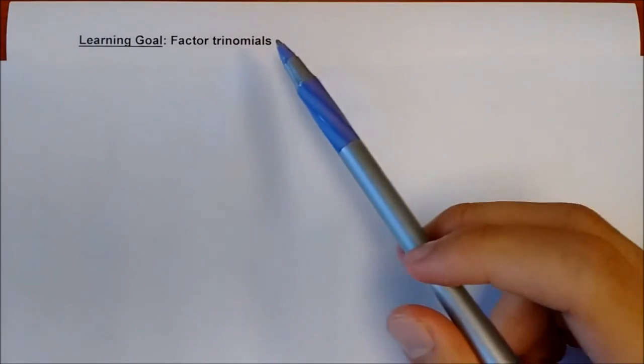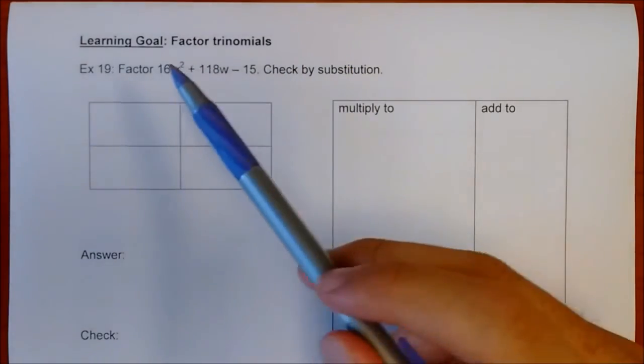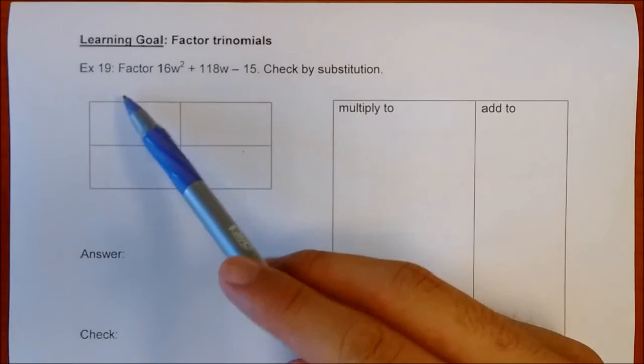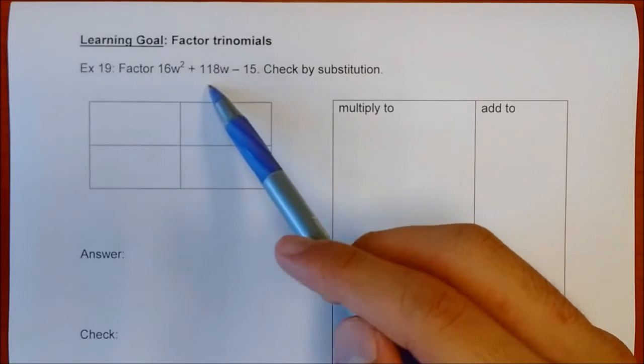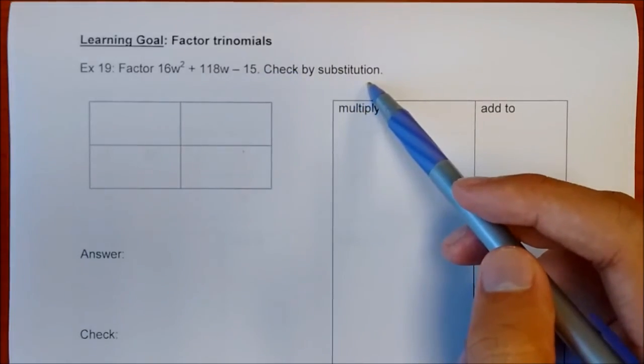Today's learning goal is to factor trinomials. So here we have example 19, where our goal is to factor 16w squared plus 118w minus 15, and then we're going to check by substitution.